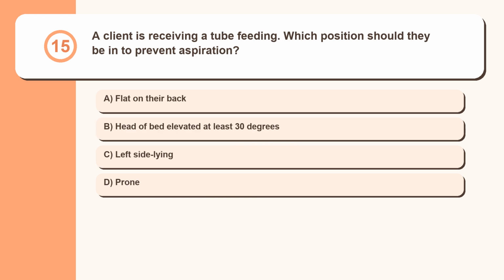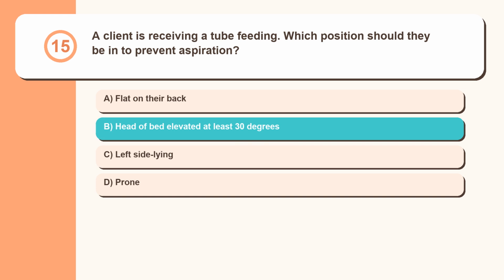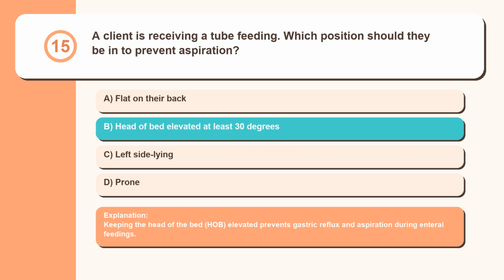Question 15. A client is receiving a tube feeding. Which position should they be in to prevent aspiration? Flat on their back, head of bed elevated at least 30 degrees, left side lying, prone. Keeping the head of the bed, HOB, elevated prevents gastric reflux and aspiration during enteral feedings.